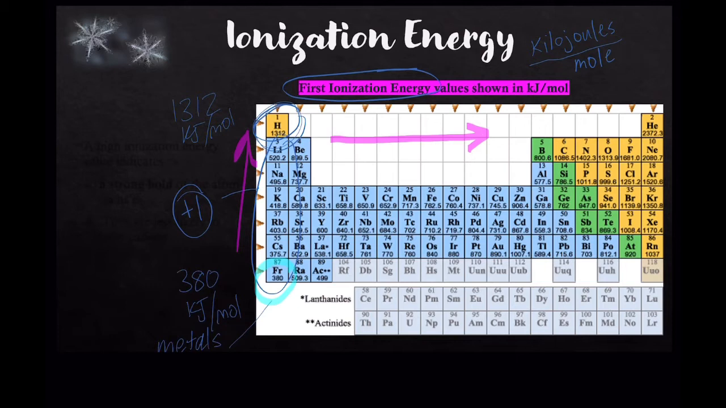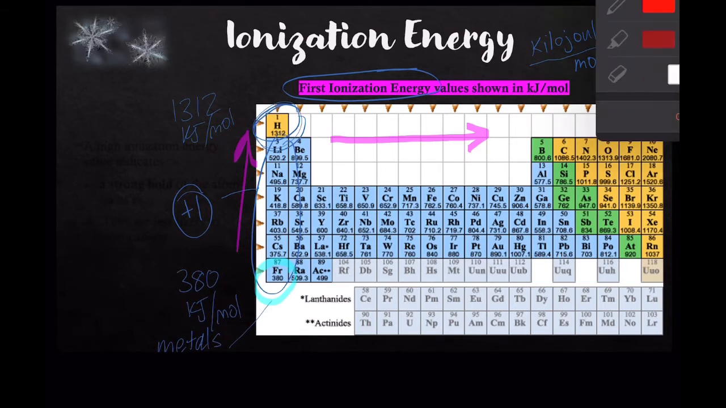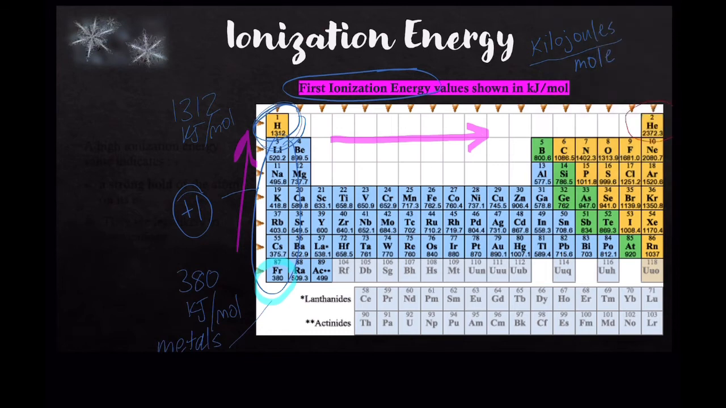Now, if we look at the extreme opposite end of the periodic table, let's take helium. Helium's first ionization energy is 2,372.3 kilojoules per mole. This is how much energy it will take to remove one electron from helium. Helium, like the other noble gases, is already stable. It does not want to readily lose an electron, because it's already stable. So in order to remove an electron from a noble gas or from the nonmetals in general, it's going to require a lot of energy.